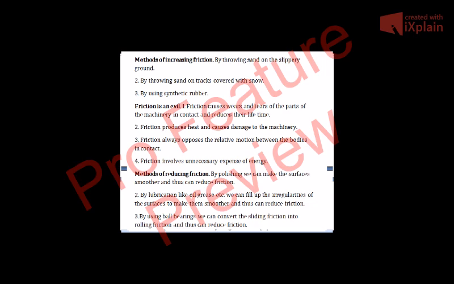For reducing the friction, we polish the surfaces. By polishing, we can make the surfaces smoother and thus reduce friction. Similarly, sometimes we use lubricants, gel like oil, grease, etc. We can fill up the irregularities of the surfaces. As I told you, even the smoothest surface has some irregularities. They are just like holes. Those holes are filled up when we use oil or grease, so the irregularities vanish and the surface becomes smoother and thus reduces friction.